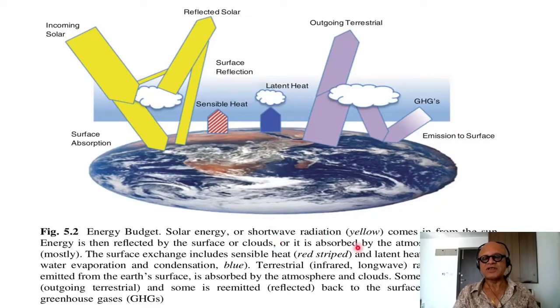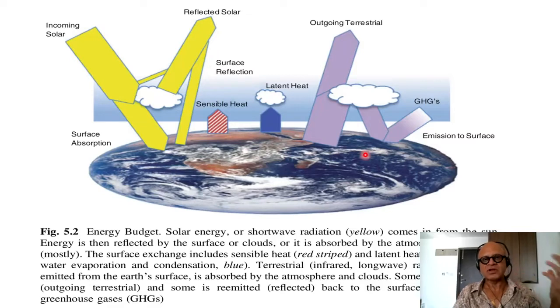Solar energy or shortwave radiation, in yellow, comes in from the sun. Energy is then reflected by the surface or the clouds, or it is absorbed by the atmosphere or surface. Most of it, of course, is absorbed at the surface. Surface exchange includes sensible heat, which is just due to the temperature difference, so that's shown here as a small part of it, and latent heat associated with water evaporation and condensation, as shown here, associated with the cloud processes.